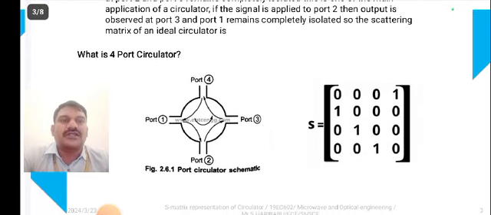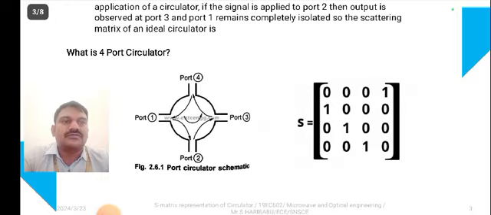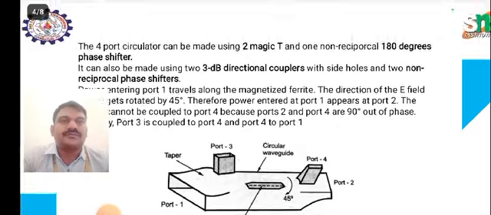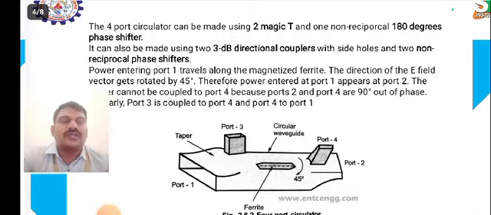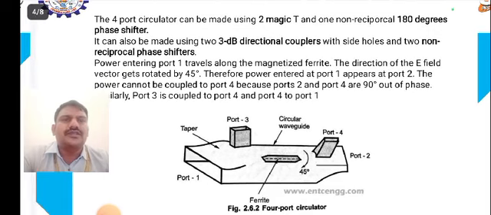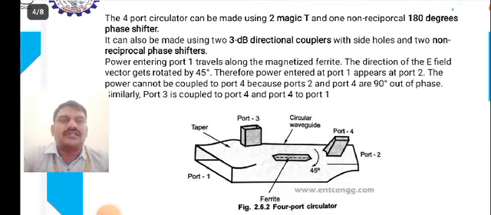Just see the diagrammatic representation. 1, 2, 3, 4 has been represented. Now the circulation takes place by this scattering matrix parameter and its schematic diagram. A 4-port circulator can also be made using two magic Ts and one non-reciprocal 180-degree phase shifter. It can also be made using two 3 dB directional couplers with side holes and two non-reciprocal phase shifters.